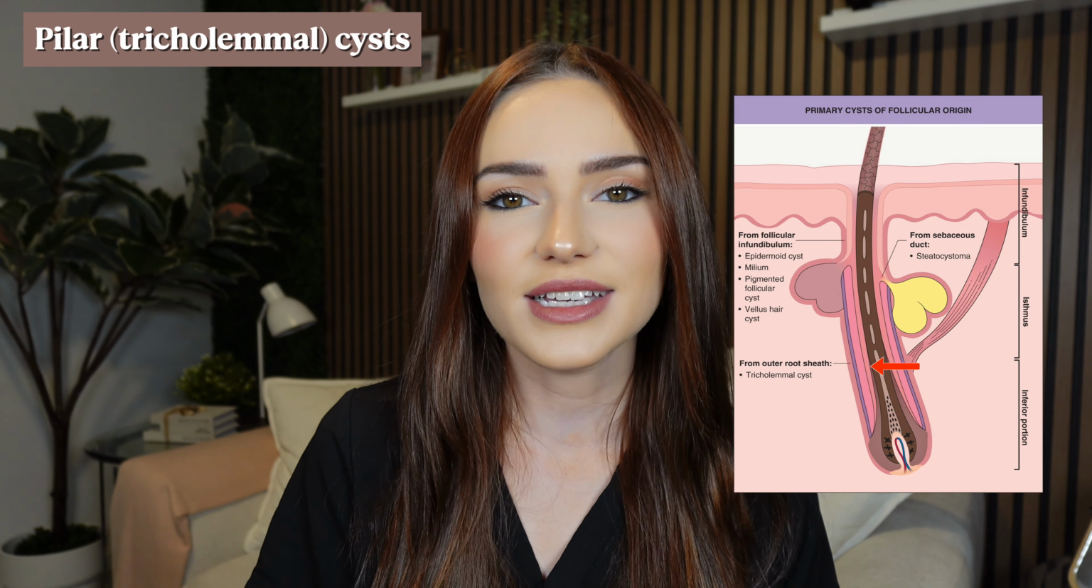The next cyst type is a pilar cyst. Pilar cysts are again somewhat similar to inclusion cysts in that they contain keratin from trapped skin cells, and they also have an outer membrane. But pilar cysts are actually derived from the outer root sheath of the hair follicle, and this outer root sheath surrounds and protects the hair shaft.